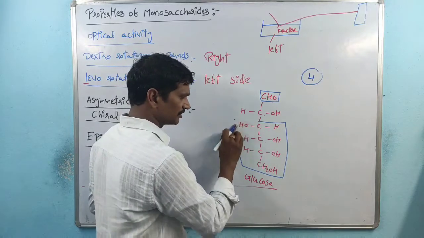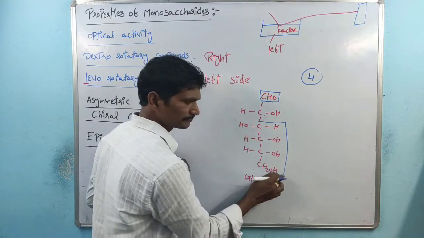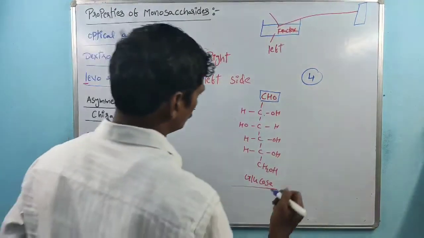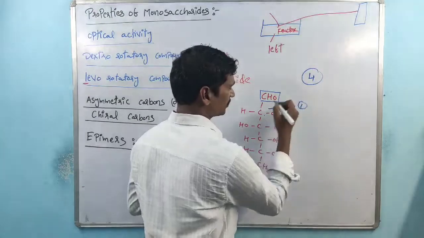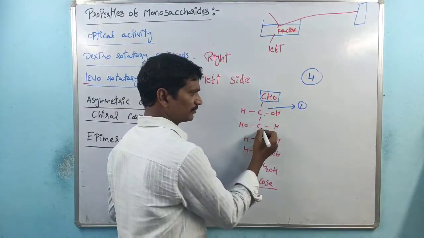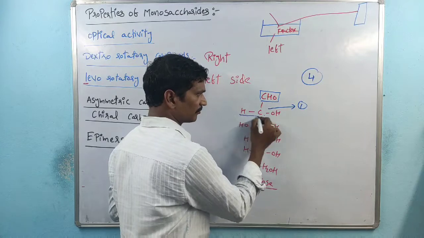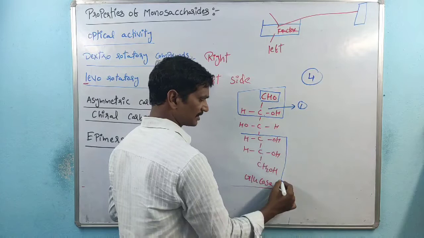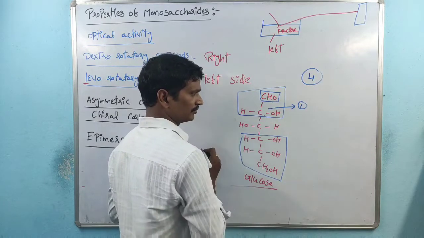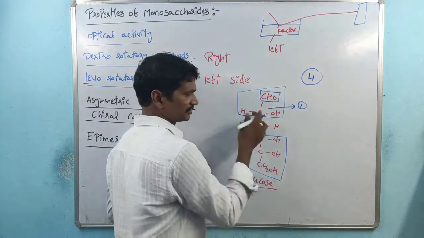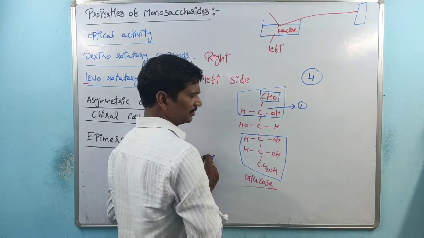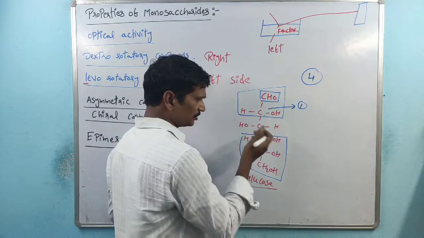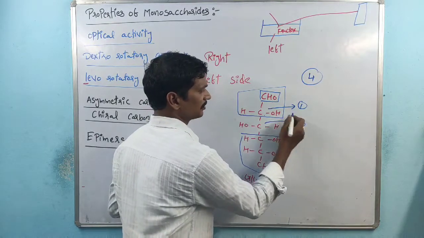Next, this is the first asymmetric carbon, right? And this is the second one. For the second one, this is one structure connected to the carbon, and this is another structure connected to the carbon. So these are two different structures. The other different ones are the hydroxyl group and the hydrogen. So this is about the second asymmetric carbon.